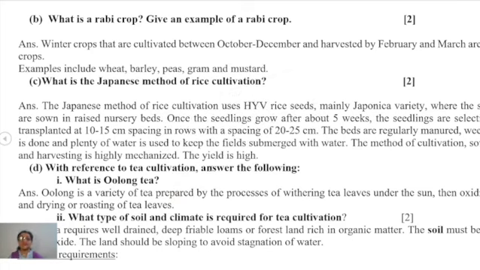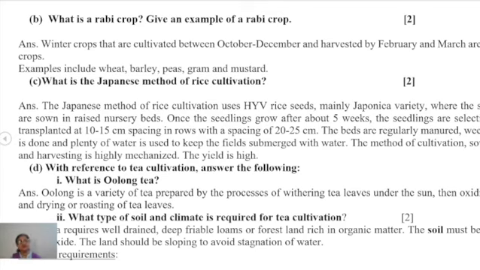Next question is: what is the Japanese method of rice cultivation? The Japanese method of rice cultivation uses HYV rice seeds, mainly the Japonica variety. The seeds are sown in raised nursery beds. Once the seedlings grow after about 5 weeks, they are selectively transplanted at 10 to 15 centimeters spacing in rows with a spacing of 20 to 25 centimeters.